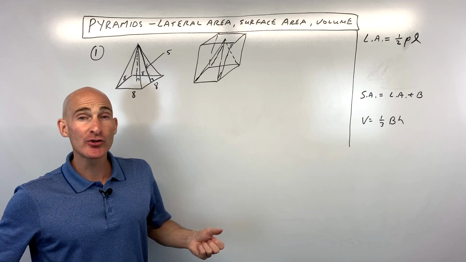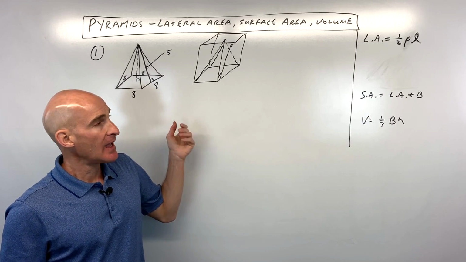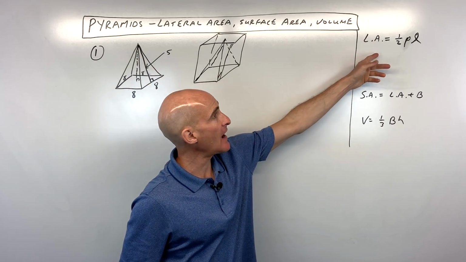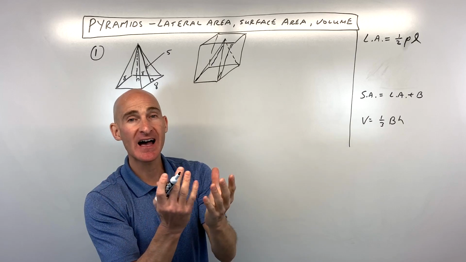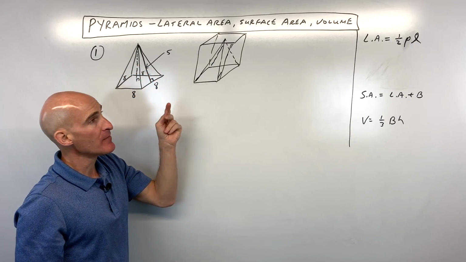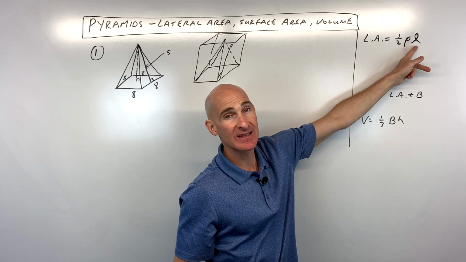In this lesson, you're going to learn how to find the lateral area, surface area, and volume of a pyramid. And the first thing we want to talk about here is the formulas. Now, the formula for lateral area, the lateral area means the area of the sides, which of course in a pyramid, the sides are made up of triangles. So we can use this formula: 1/2 perimeter of the base times the slant height.